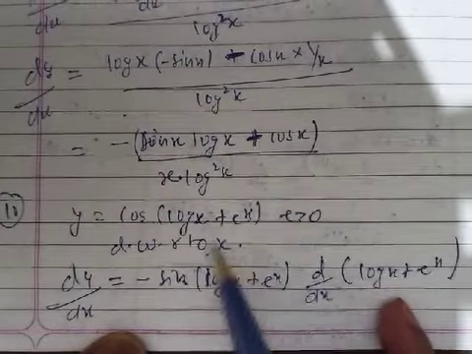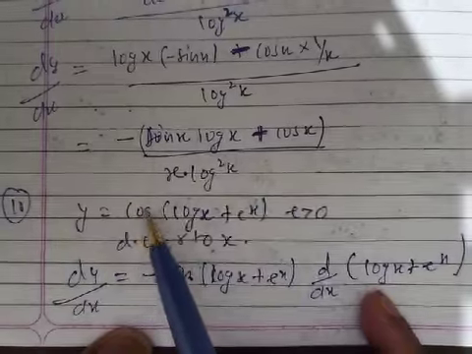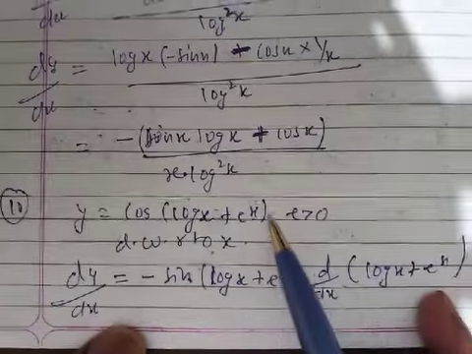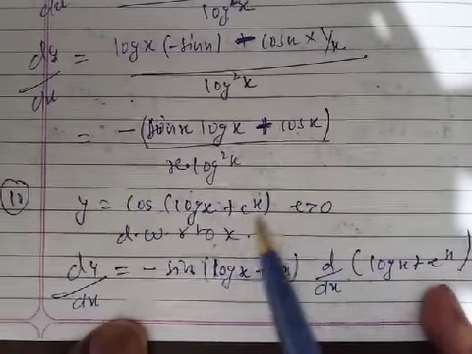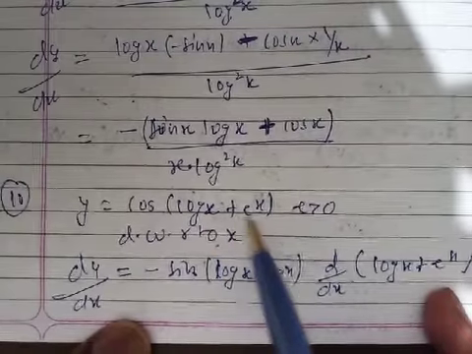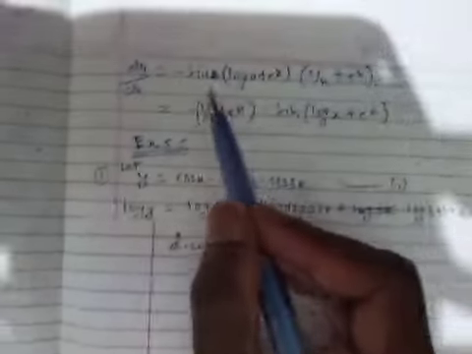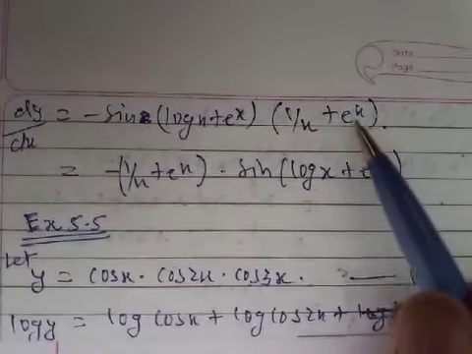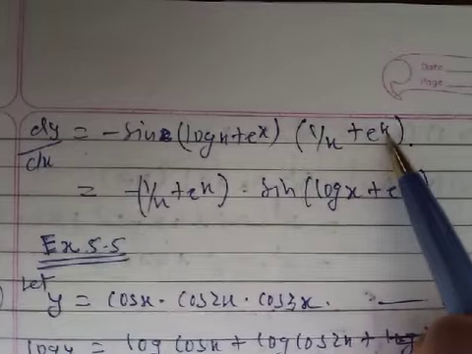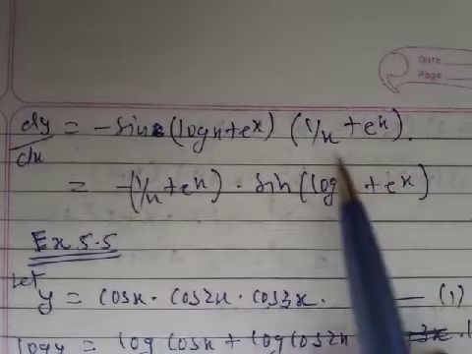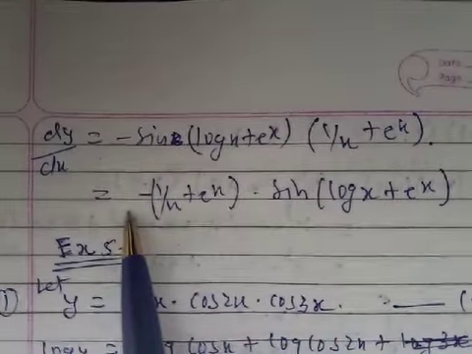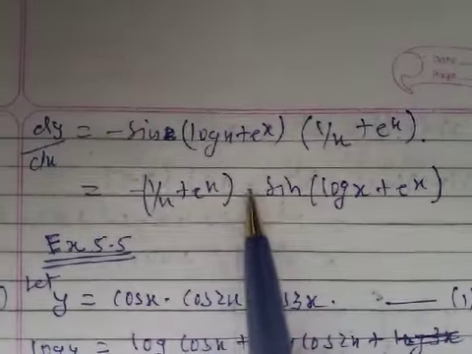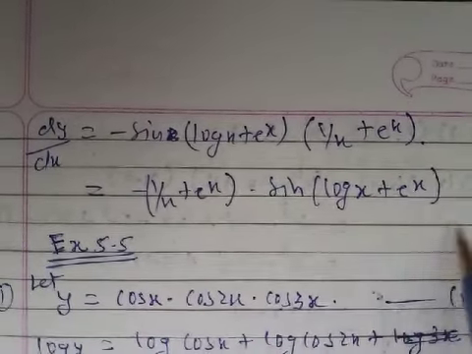So derivative with respect to x. Cos is what? Again I said, whenever there is a c there is a minus sign, so it is minus sin of log x plus e raised to x. Now it is time to take the derivative of what is inside the bracket, log x plus e raised to x. Derivative of log x is 1 upon x, and plus the derivative of e raised to x is e raised to x only. So this is a constant, so we'll write it first. So it is minus sin here, minus 1 upon x plus e raised to x into sin of log x plus e raised to x.